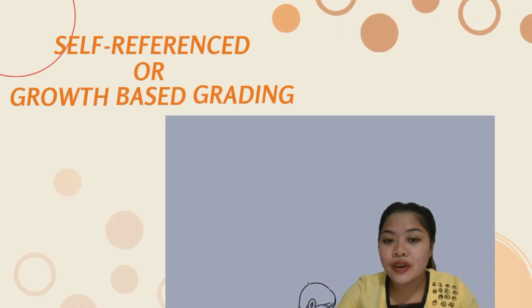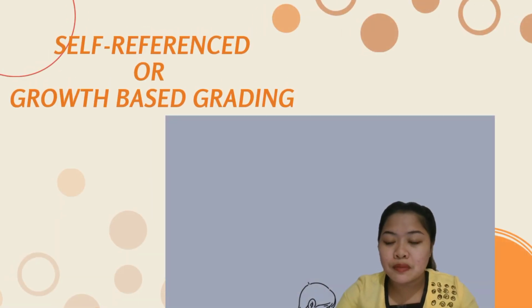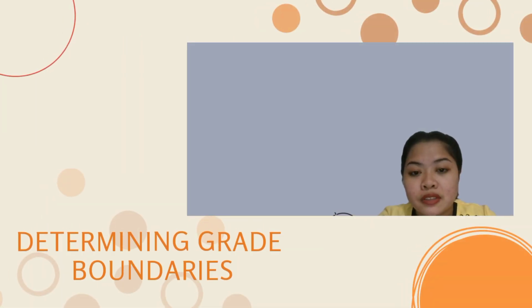In grading, there is what we call self-referenced or growth-based grading. So what does this mean? This means that students may grade their own performance so that they will be able to determine how their performance turns out, and compare their recent performance to their previous performance to see if there are any changes and improvement. It is a way of letting the students know how far their knowledge, understanding, and capability have come. Now let us move on to determining grade boundaries.